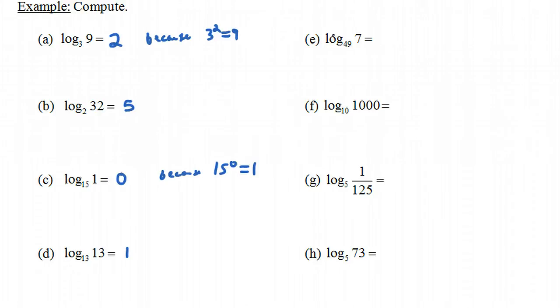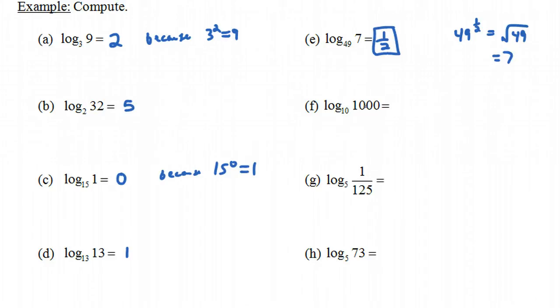All right, now part E, we have log base 49 of 7. Now, if this were log base 7 of 49, the answer would be 2. But we're talking about log base 49 of 7, so 49 to the what power equals 7? Isn't it 1/2? 49 to the 1/2 power, isn't that the same thing as the square root of 49, which is just 7? Okay, so isn't 1/2 the answer?